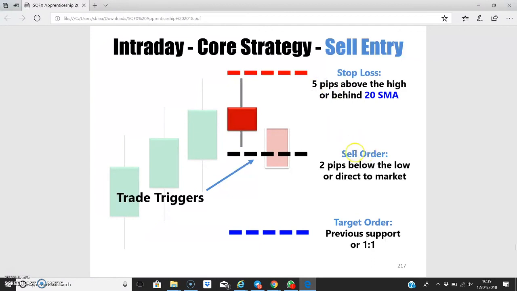Sell entry, sell order, 2 pips below the low or direct to market entry. So we're 2 pips below the low of the previous candle, or target order, previous support or 1-to-1 risk to reward. Stop loss, 5 pips above the high or behind the 20 moving average.